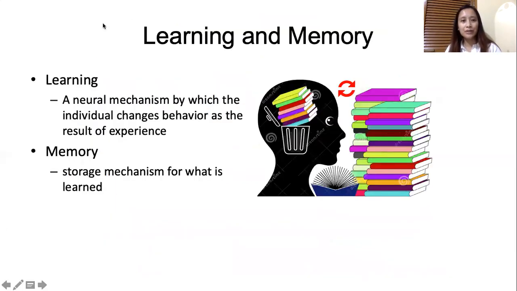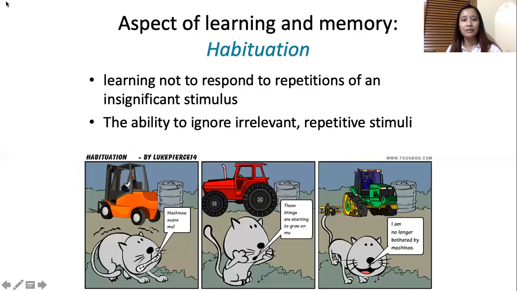Next, we go to learning and memory. Learning is a neural mechanism by which the individual changes behavior as the result of experience. So we learn from our experience. Memory, on the other hand, is a storage mechanism for what is learned. There are several ways in which we facilitate learning and memory.